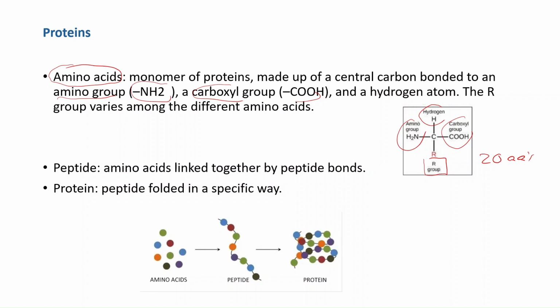Okay, the different amino acids are linked together by peptide bonds. There's a bond between the amino group of one and the acid group of the other one, and then the protein has to fold in a specific way to have a function. The folding of the protein is very, very important for the function. So you have the amino acids. When you form the peptide bonds, you have a peptide. When the peptide folds in such a way that it is functional, then we call it a protein.